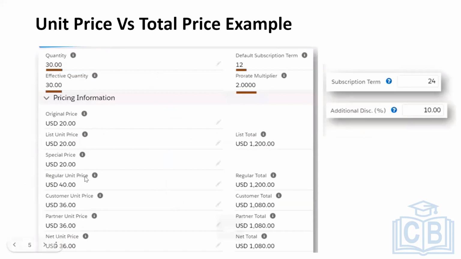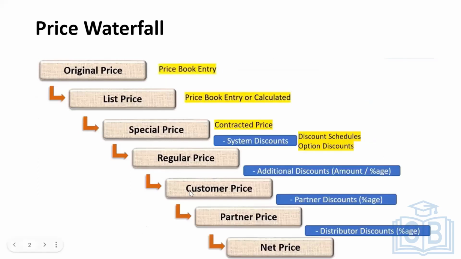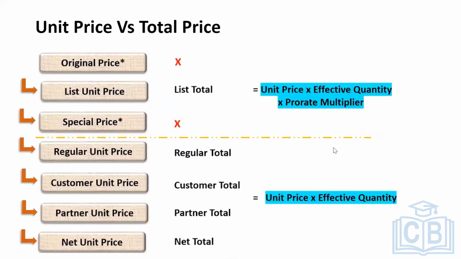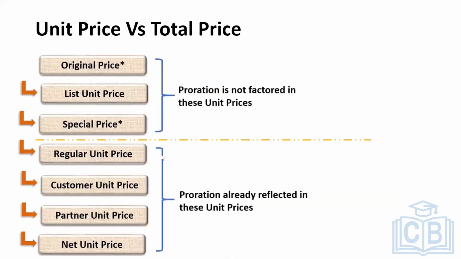Regular unit price, if you go back to the flow, will have some kind of discounting schedules, option discounts, if any. Plus, I told you in the sheet that regular unit price has the impact of the proration multiplier. Proration is already reflected in these unit prices. So when you see the regular unit price, customer unit price, partner unit price, or the net unit price, it will have the impact of the prorate multiplier.